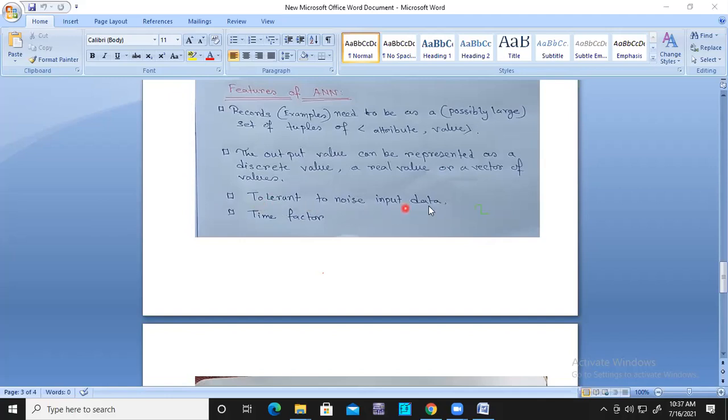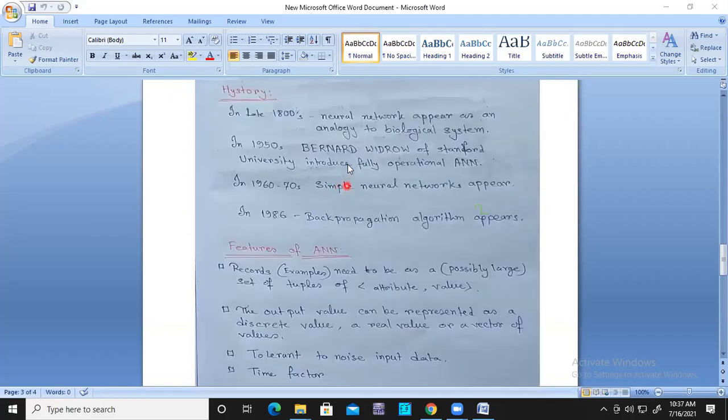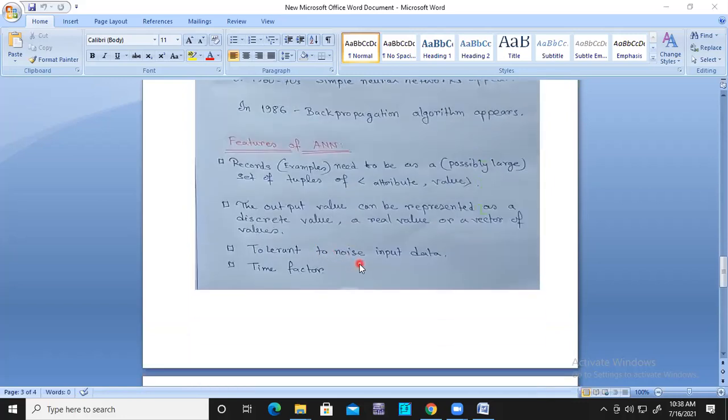Another feature is tolerance to noisy input data. Input data may be noisy or disrupted, because lots of the same type of inputs are involved here, so one data can make noise for the others. This is one of the characteristics of this neural network.